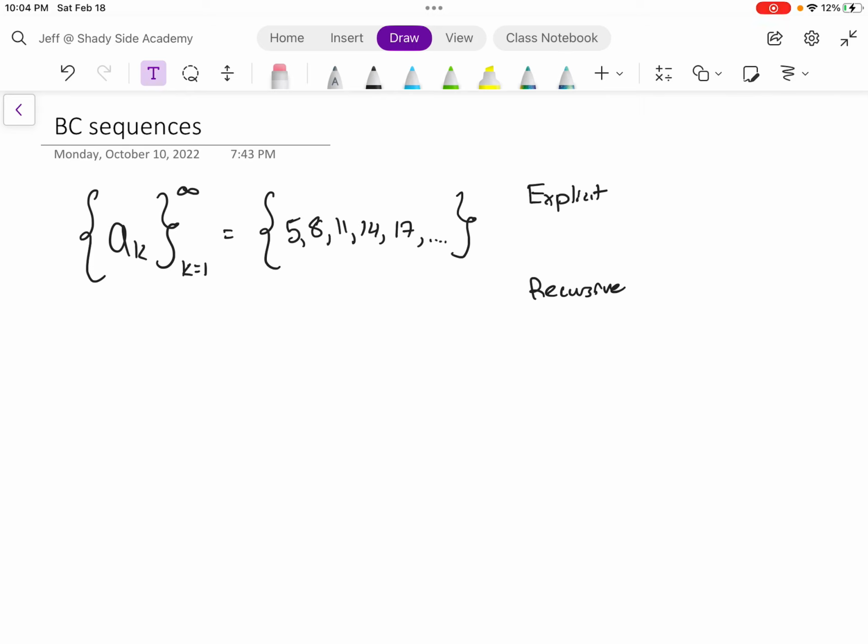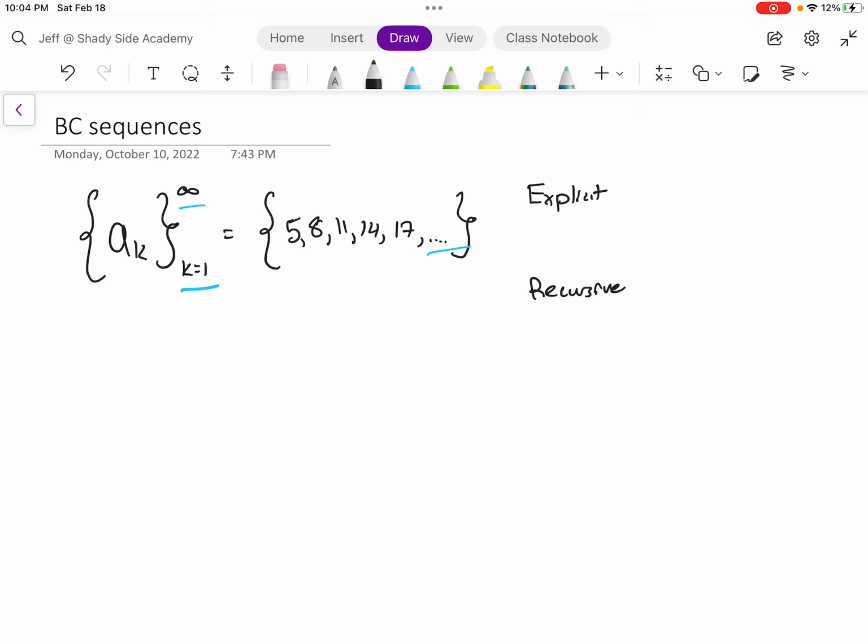Okay, so we saw that we had this notation for an infinite sequence the other day, with these limits on the indices on the outside, right? With 1 and infinity. That just says that we're going to start indexing these terms at 1 with all sequences, and then we're going to go up forever, denoted by the dot dot dot.